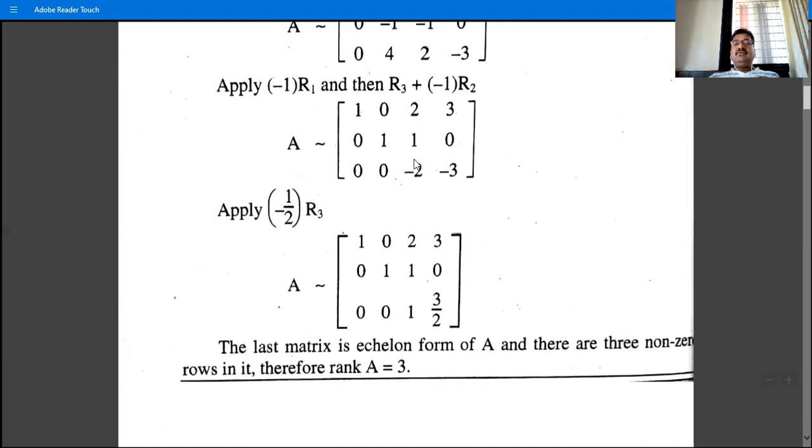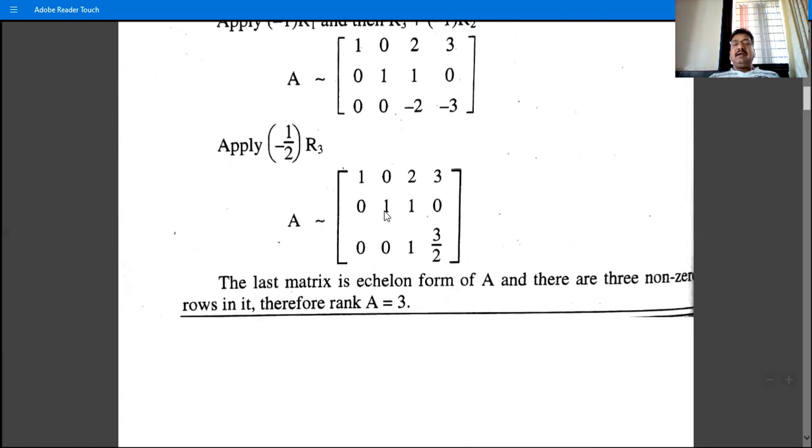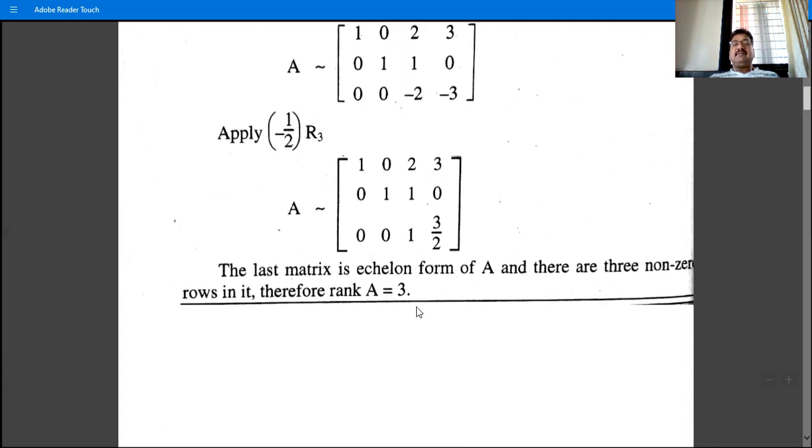And then we have to reduce this minus 2 to 1, so minus 1 half R3 is the operation. So we have this echelon form, called row echelon form, or just echelon form. And how many non-zero rows are there in this row echelon form? There are 3 non-zero rows, and therefore the rank of A is 3.